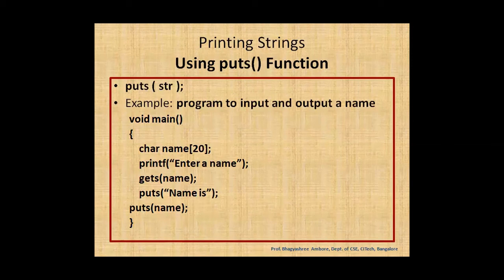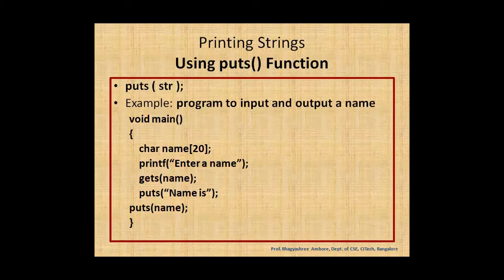The puts function is used to print a complete line. It is an unformatted function. It always takes an input, always one parameter, and that must be a string.